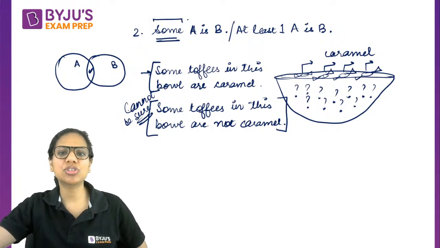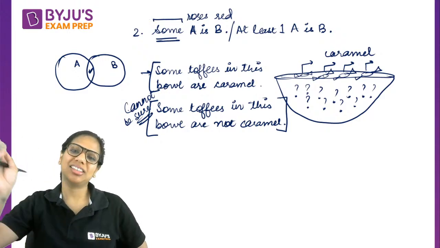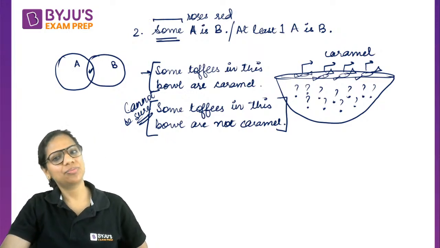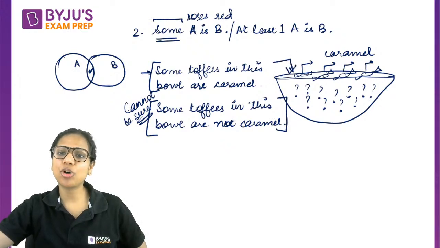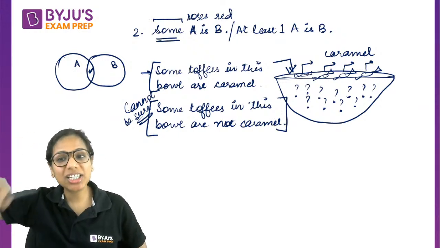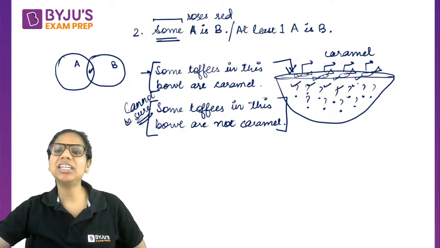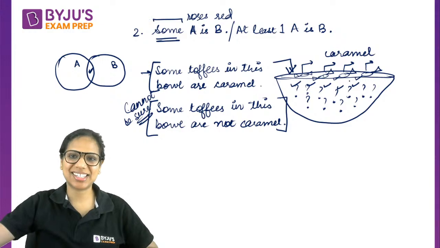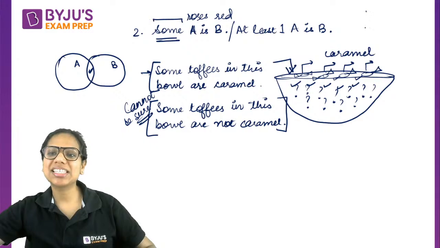When you say some A is B, let's say some roses are red, that means you simply don't know about other roses. They may be red, they may not be red. So here also there is a possibility that when you dig deeper, all of these turn out to be caramel. When you look at all the other toffees, all of these also turn out to be caramel. That possibility exists, right? That means some allows for the possibility of all. Some may be all.